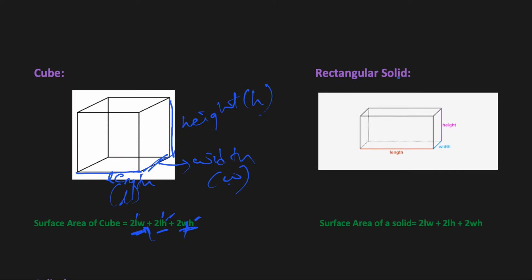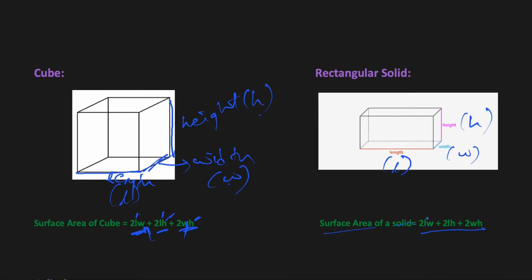For a rectangular solid, if you remember from a while back, we talked about how the cube is nothing but a kind of rectangular solid where each side has the same measure. Rectangular solids have different measures, but the way of calculating surface area is still the same. So it's 2 times length, which is L, width is W, height is H. So it's 2 times (length plus width), plus 2 times (length plus height), plus 2 times (width plus height).